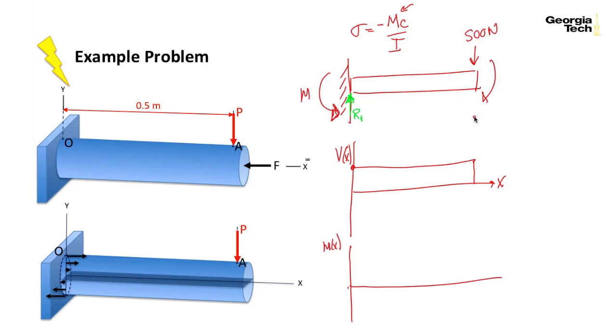So using the right-hand rule, I can see this is a negative bending moment. So I'm going to start down here. My moment is going to be 500 newtons times the distance at the point of interest. And here I'm at point O, so I'm going to be at negative 250 Newton meters at point O, and then it's going to come up, and that's going to be my bending moment diagram.